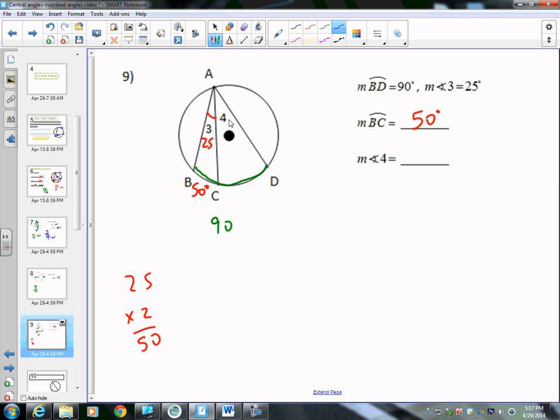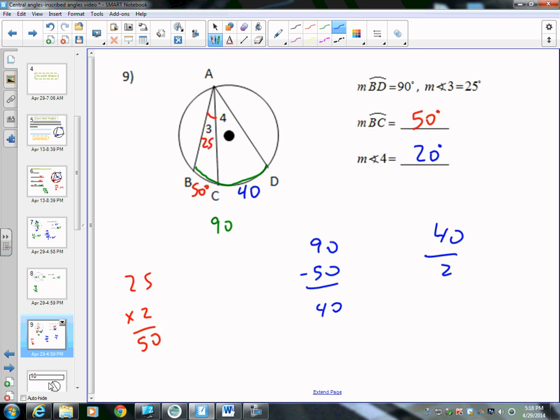Okay, the next thing, to find angle 4. Well, if I know BC is 50, I know BD, this entire thing, is 90, so I say 90 minus 50, I get 40 degrees, so CD is 40. And to find the inscribed angle, you just divide the arc by 2, so 40 divided by 2, and we end up with 20 degrees. So angle 4 is 20 degrees. I understand that this 20 degree angle looks bigger than the 25 degree angle, but that's just because this picture is not drawn to scale.